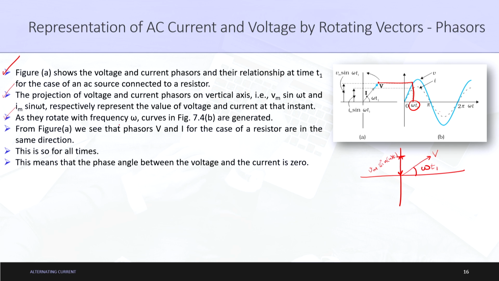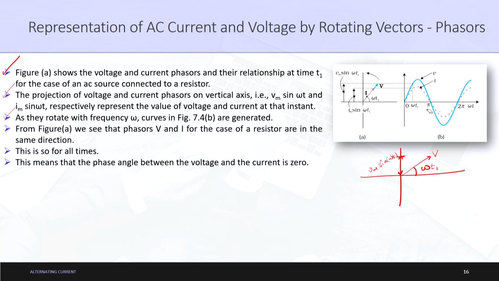So as they rotate with frequency omega, the curves in figure B are generated, as you can see. So how is this being generated? You can go either from left to right or from right to left. Let us say at some time omega t1, this is the point, we will go in this sequence here. At some time t1, we will drop a perpendicular from this location and we will drop a horizontal line from this location. The point at which they meet is the location of the virtual voltage value at that time t1.